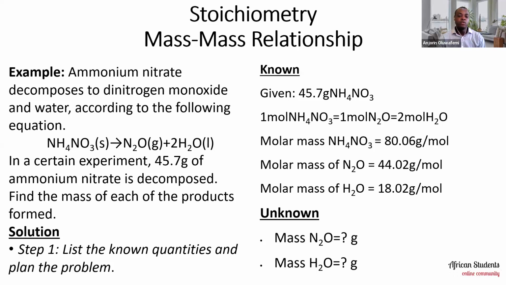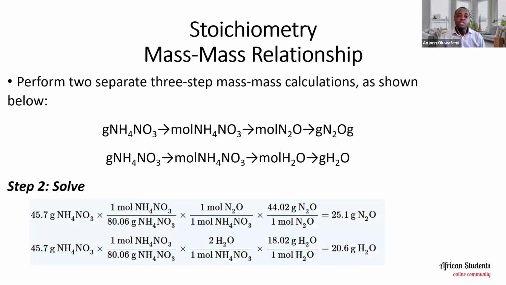Okay, now those are the known. What are the unknowns? We don't know the mass of the dinitrogen monoxide, and we equally don't know the mass of water that was used in this particular reaction. So we need to figure those out. So we perform 2 separate 3-step mass calculations as shown below.